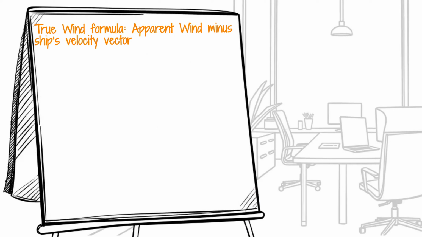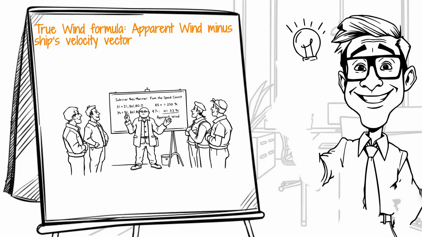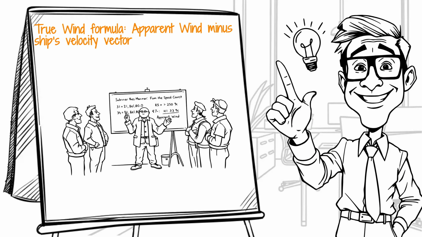The essential data points we need for this calculation are the ship's true course and speed, its velocity, and the measured apparent wind speed and direction relative to the ship's bow.